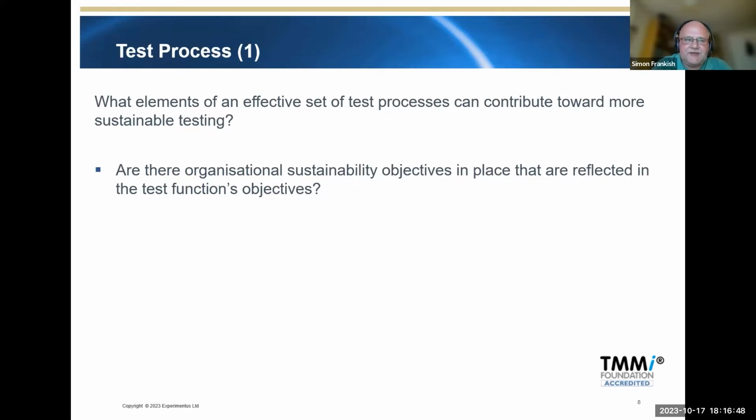So we'd ask the question, is this something that's important to your organization? Are they setting business-wide objectives around this?